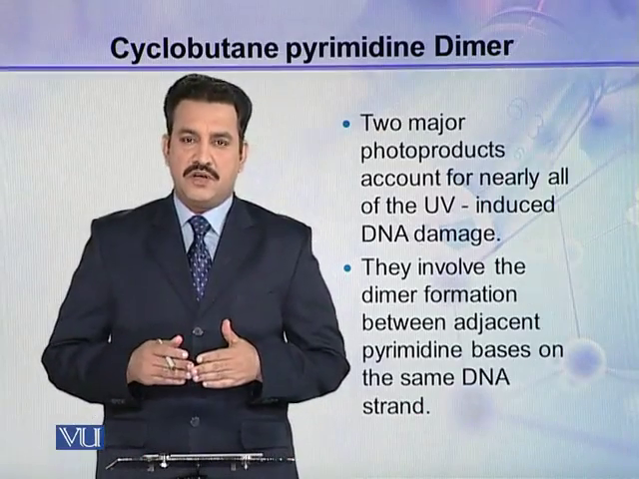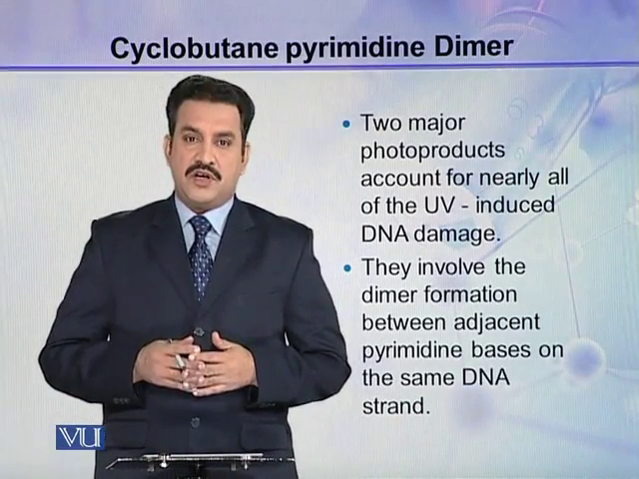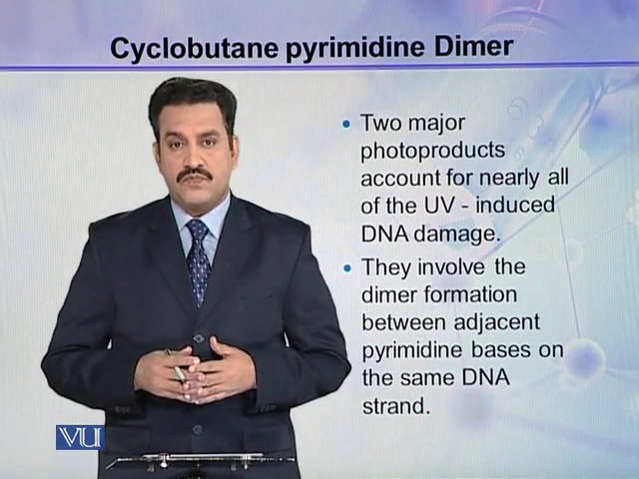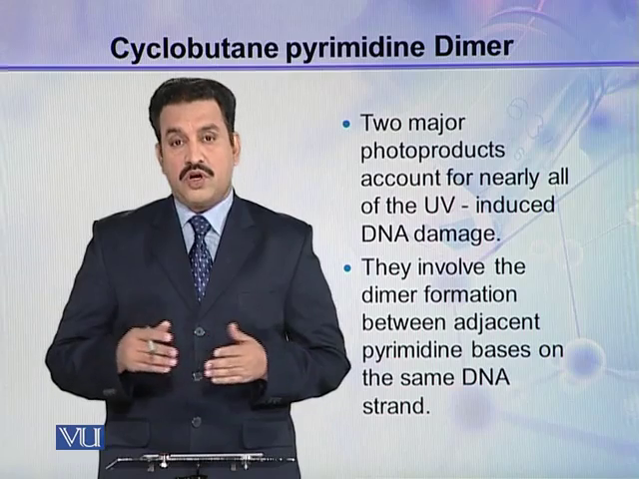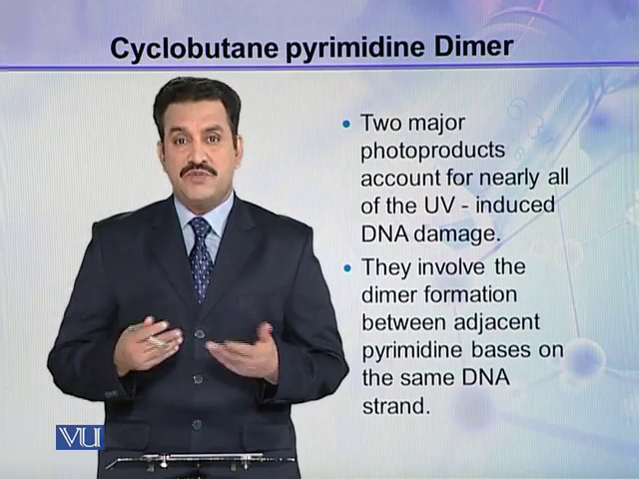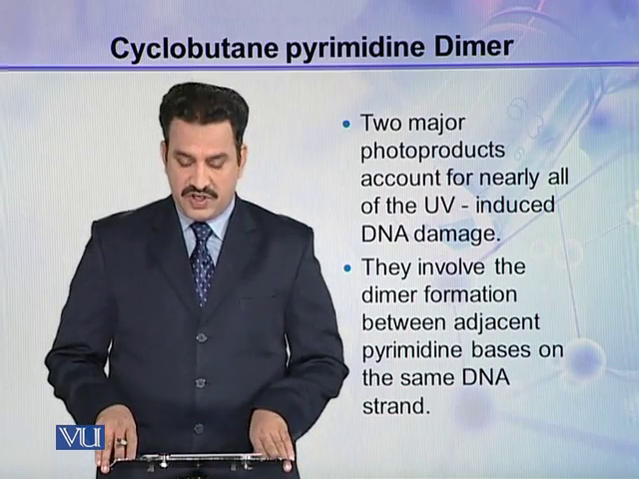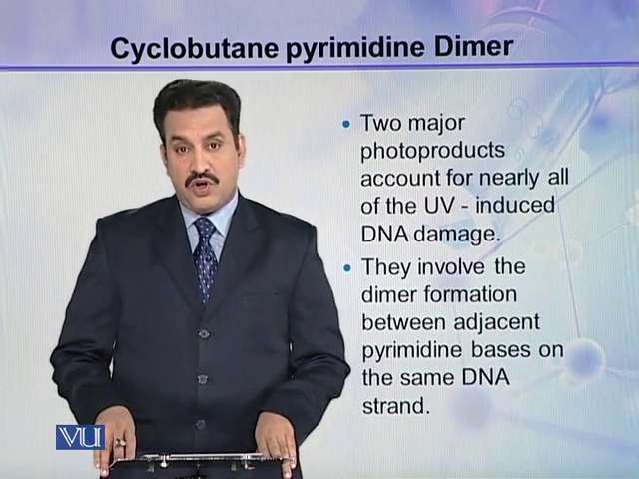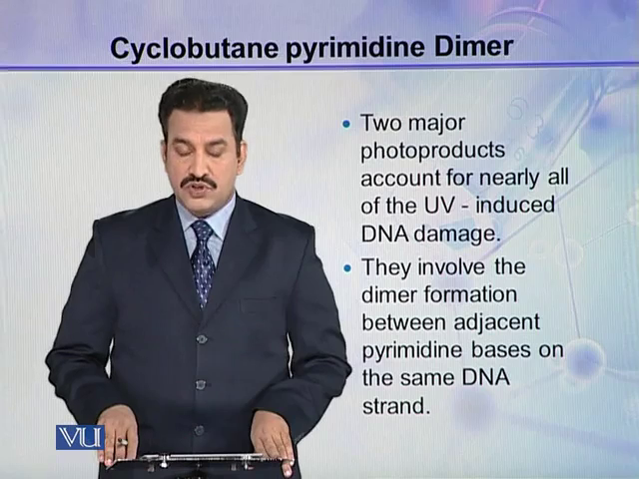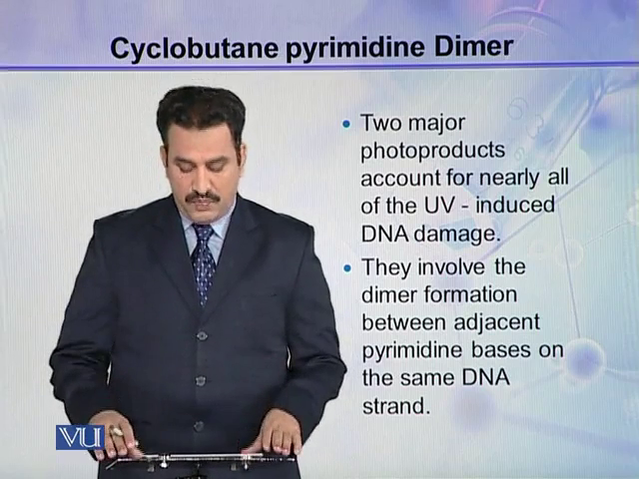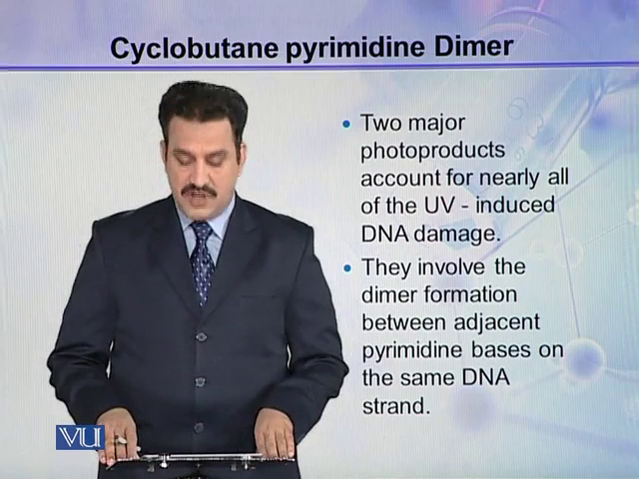As you have seen, the UV light is damaging the DNA. It is one of the major causes of DNA mutations. So how do these UV lights damage the DNA? Mainly two major photoproducts account for nearly all of the UV-induced damage to the DNA.